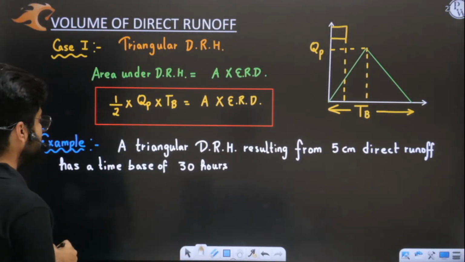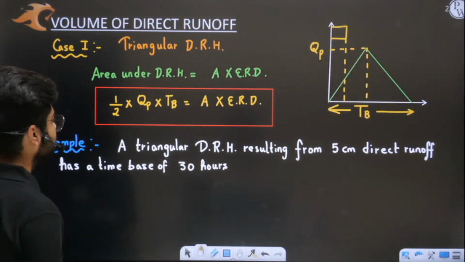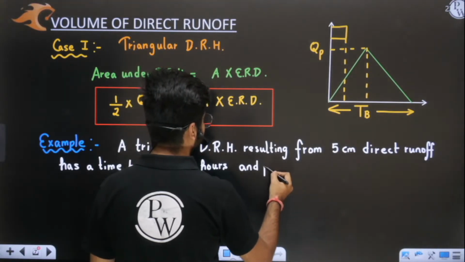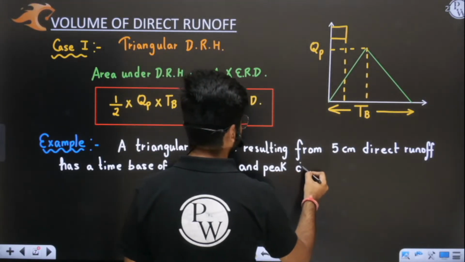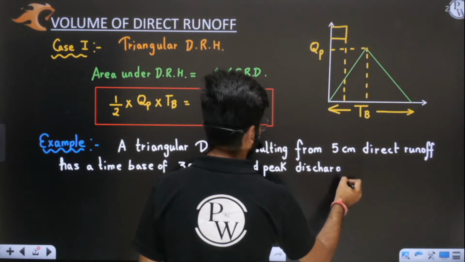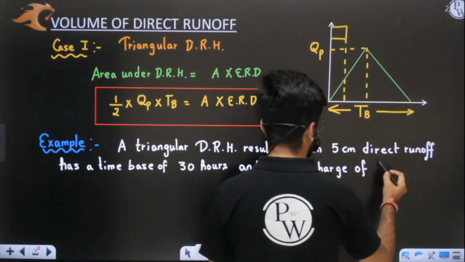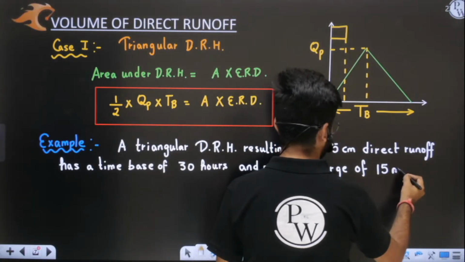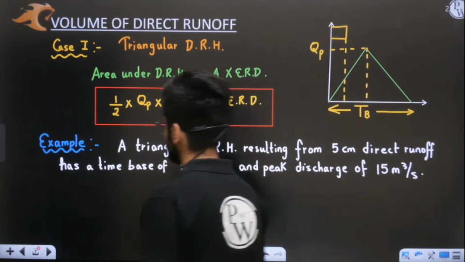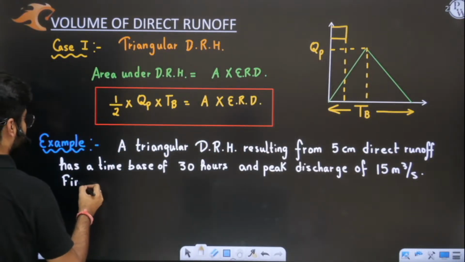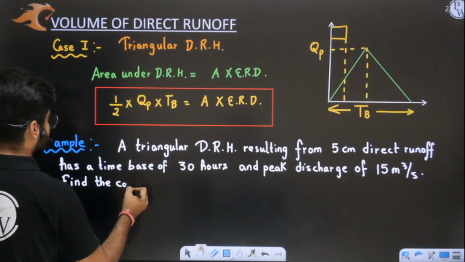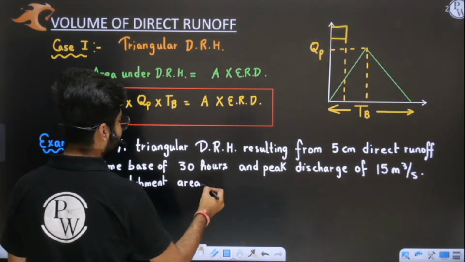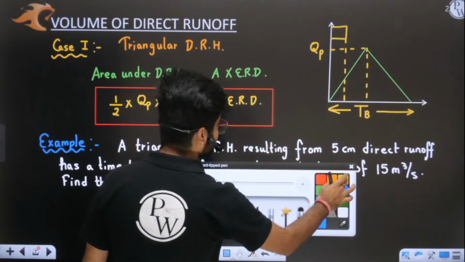So this is your time base, which has 30 hours, and a peak discharge of 15 meter cube per second. So find the catchment area. Can you solve this kind of question? This is simple basically.